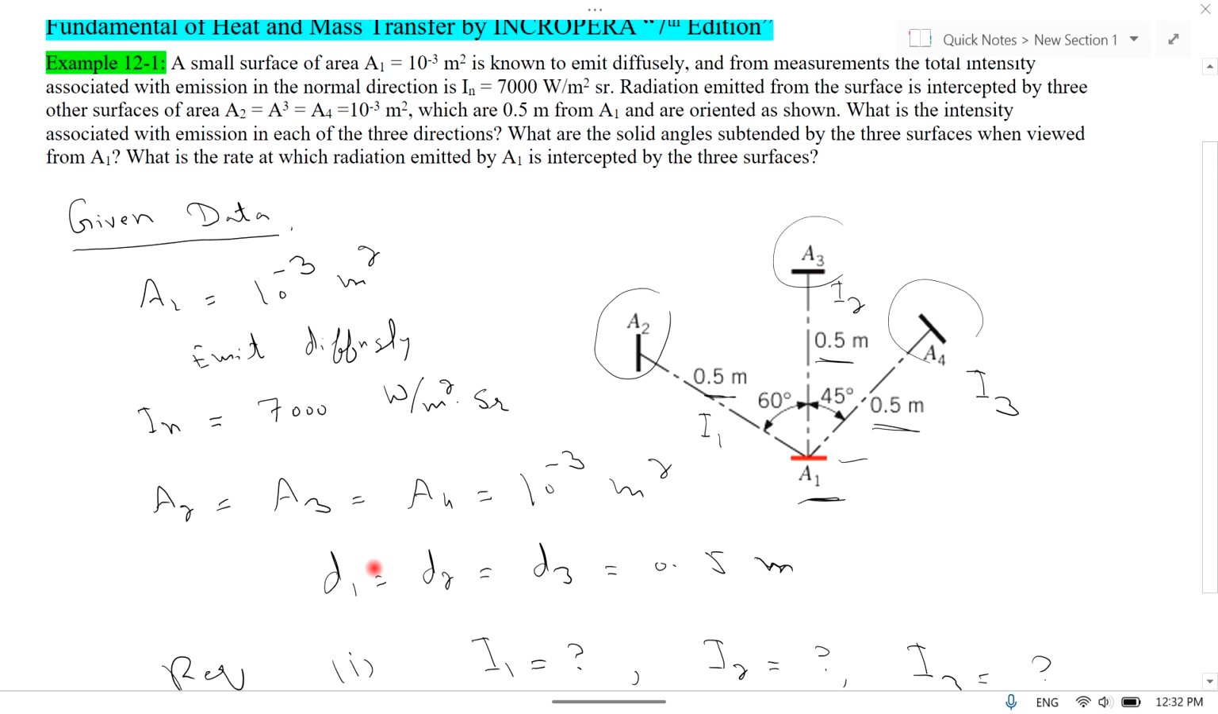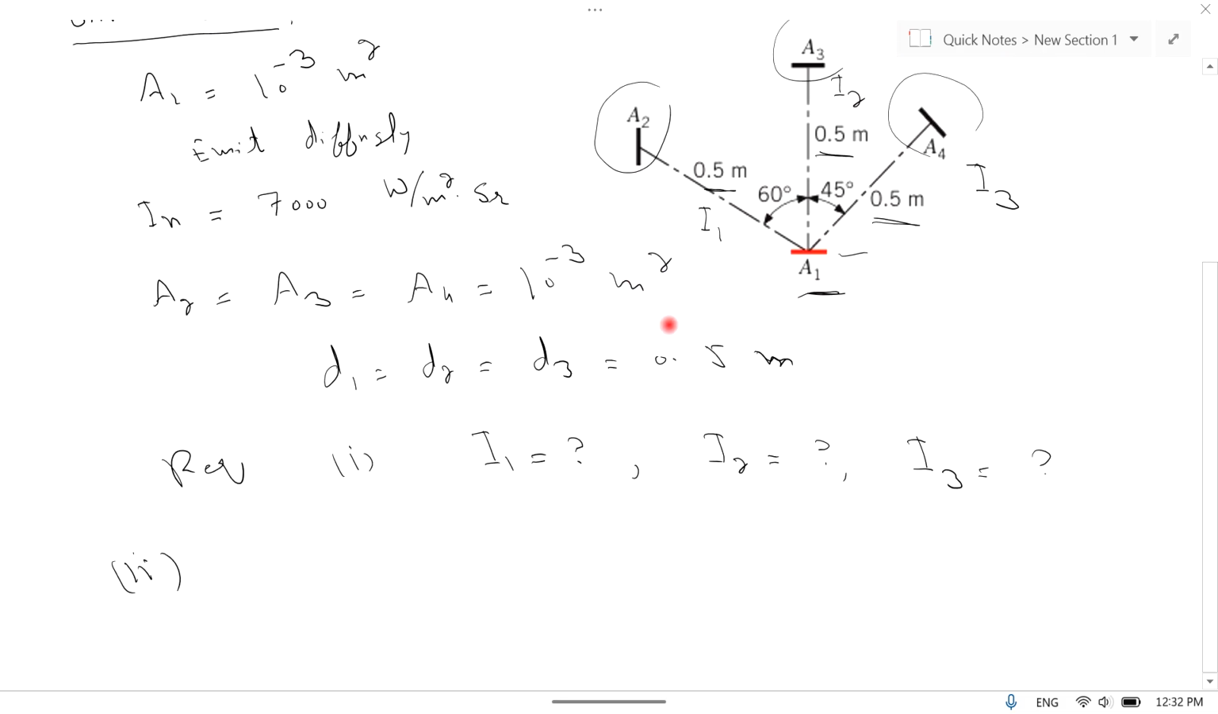Number two, find the solid angles subtended by the three surfaces when viewed from A1. The solid angle subtended by A2 when viewed from A1 is W2 to 1. Similarly, W3 to 1 and W4 to 1. These are required: the solid angles subtended by A2, A3, and A4 with A1.